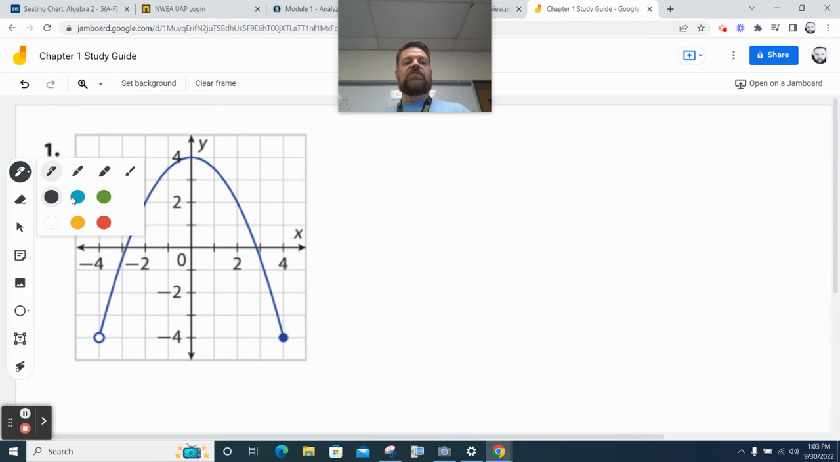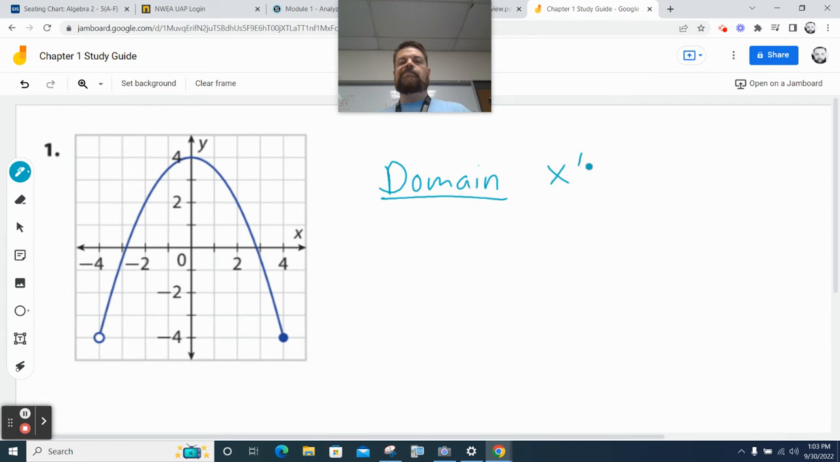We need to know the domain. Guys, I'm recording. We need to know the domain. Now, the domain means all the possible x's, right? So what I'm doing is I'm looking at this thing and I'm going, okay, let's go left to right. Well, the lowest value is -4 and the highest value is +4. That's left to right. But I have this open circle here. That means that I do not include -4.